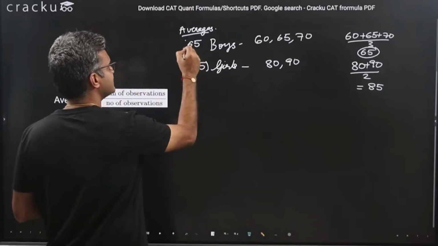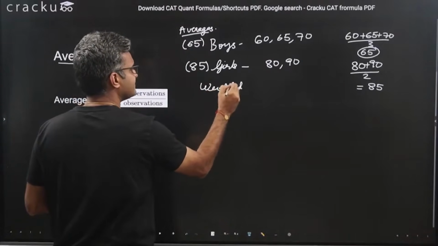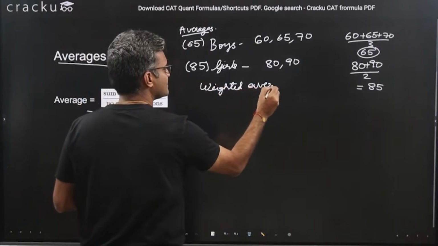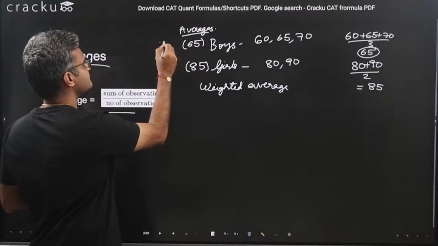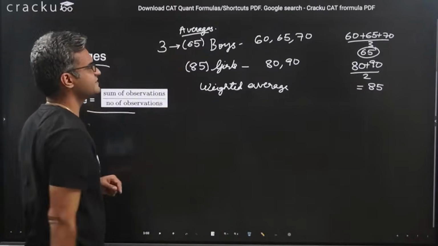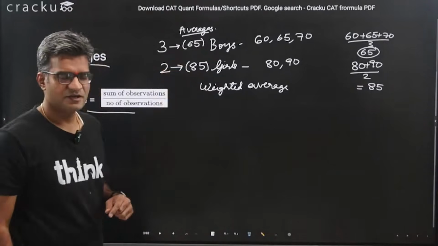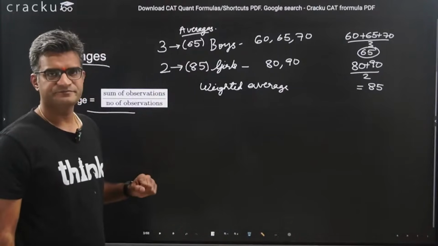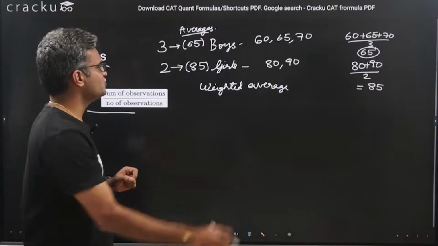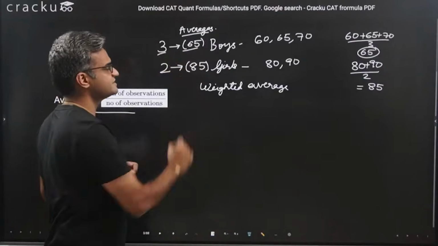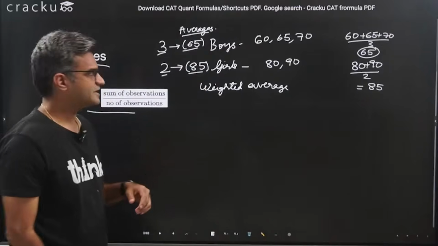Now here we will be discussing something called the weighted average. What is weighted average? Suppose somebody gives you this information: there are 3 boys whose average height is 65 centimeters and there are 2 girls whose average height is 85 centimeters. What is the total average of the class? Then we need to find the weighted average. Weighted average simply means that you multiply the number of boys with their average, multiply the number of girls with their average, and then divide by the total number of people.